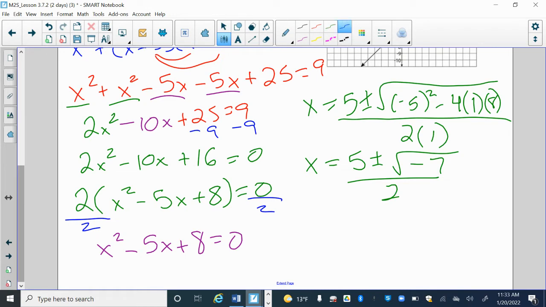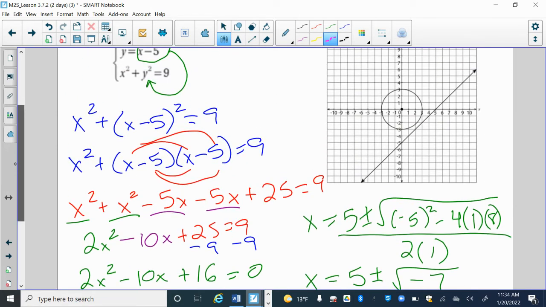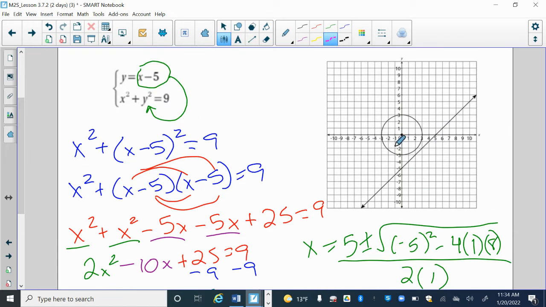It should make sense that we're getting this answer. So we get 5 plus or minus i root 7 over 2. And if you're thinking, why would you say that makes sense? We get this super messy answer, that's 2 imaginary solutions. We'll go back to what the graph looked like. The circle and this line never crossed, so we should not get a real solution here. If we got a real solution, they would have an intersection point.